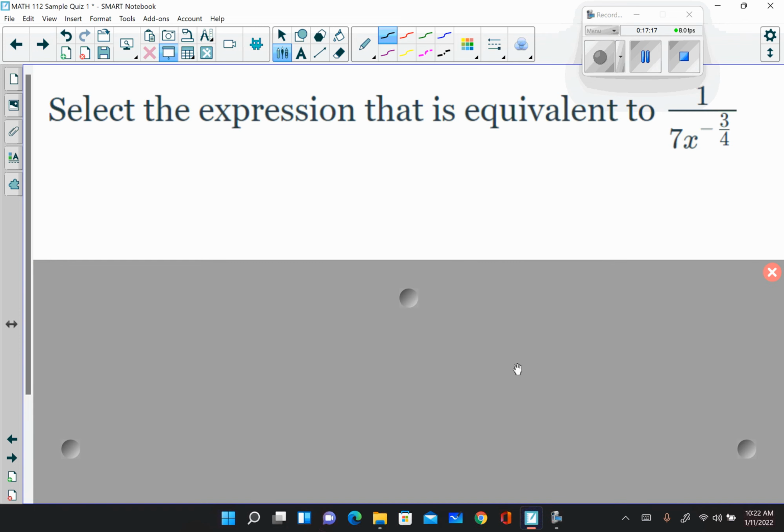There's choices hidden under the screen. When an exponent is negative, we bring that up to the numerator. It makes the exponent positive. So we have a 1 already in the numerator. Next to that in the numerator, we'll have x to the positive 3/4. That 7 will stay in the denominator. It's understood to be 7 to the first power.